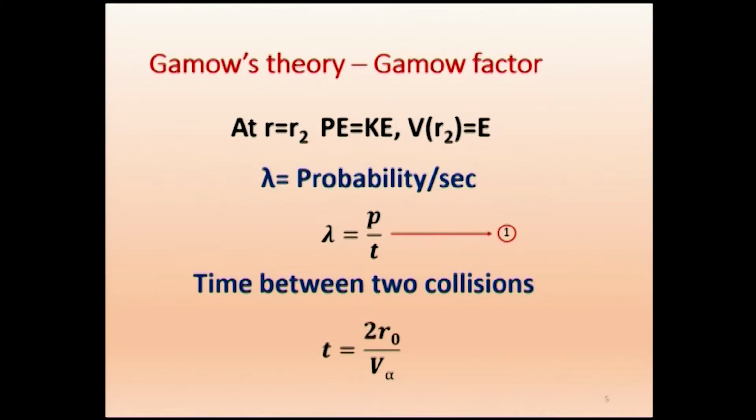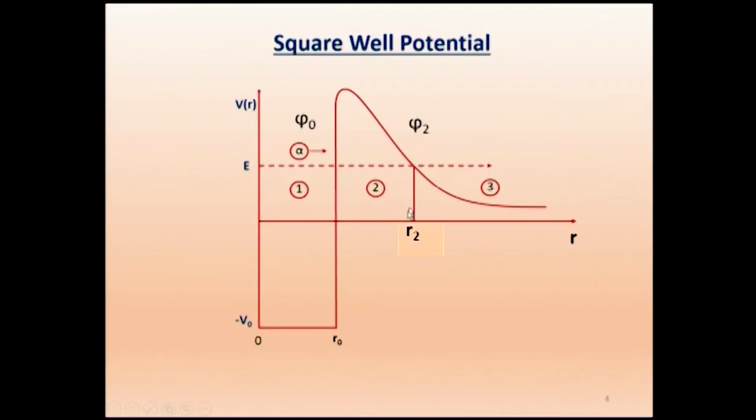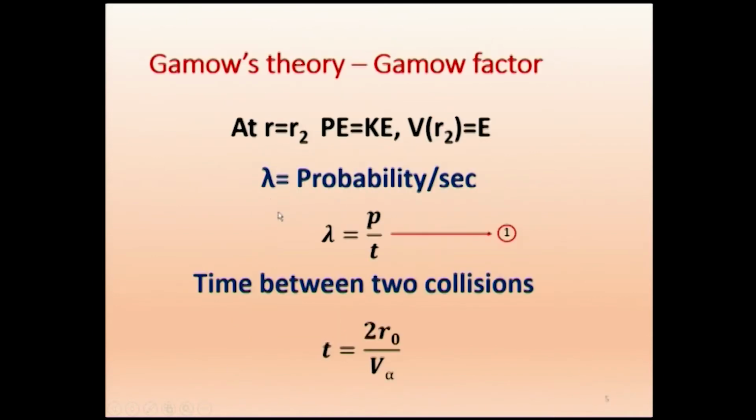At R equal to R2, the potential energy is equal to the kinetic energy, and therefore we can write V of R2 equal to E. See this part, this is R2. At R2 both are equal. We know that the decay constant is the probability of decay per second. So, mathematically we put lambda is equal to P by T, that is equation 1.